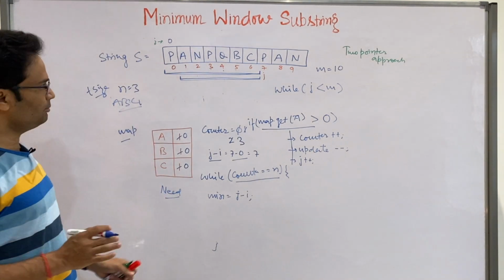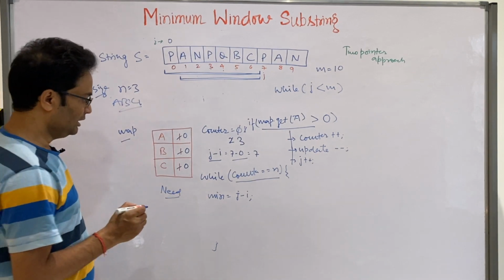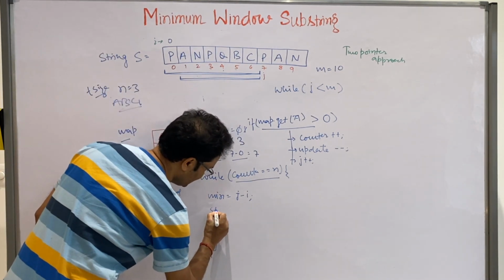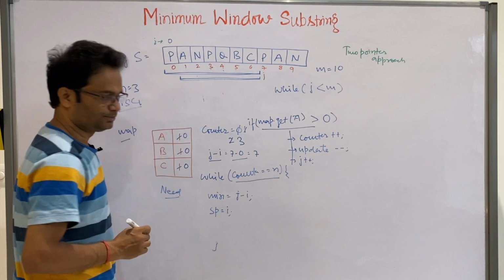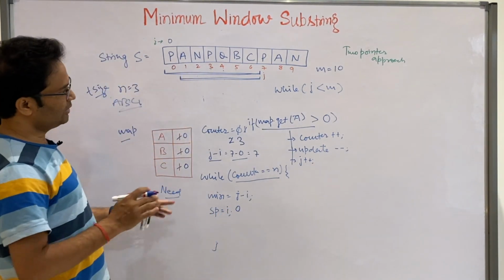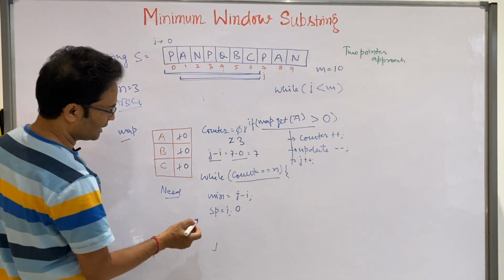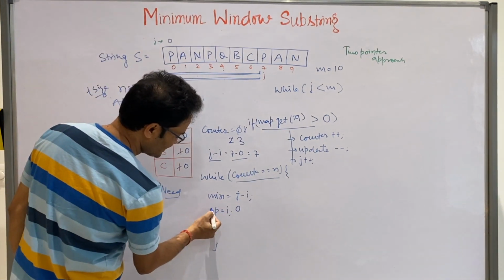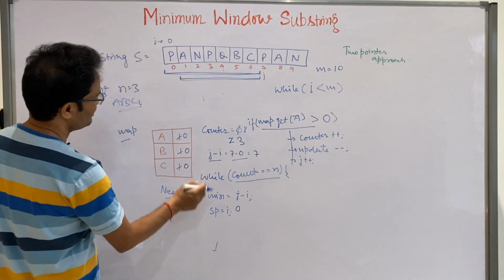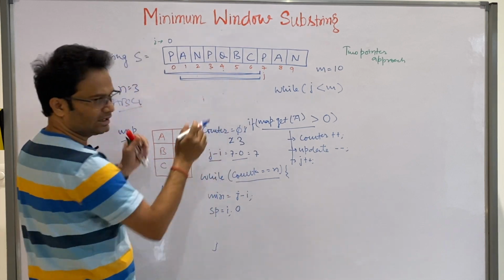Why am I getting the minimum? Because I have to return those characters. For that calculation I will also set the starting point equal to i. So right now our starting point is 0. When I return the method, what is the window? I will return from SP to minimum. So SP is equal to 0 to the minimum. Minimum is the saver, so that has to be returned.